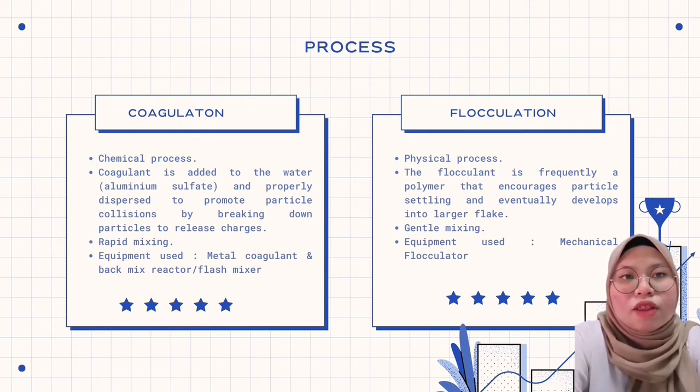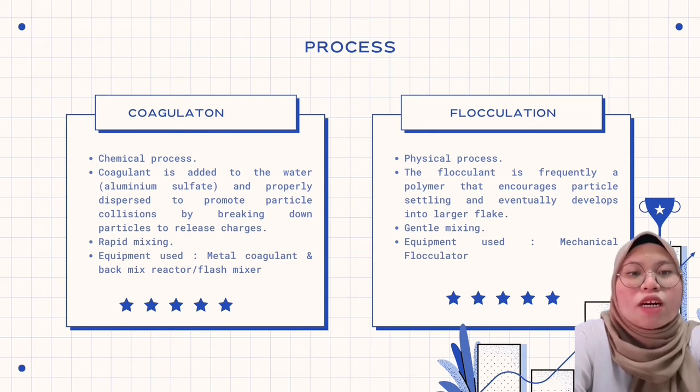The process then leads tiny particles, which repel each other, to consolidate into bigger ones that are able to stick together. The bigger the particles, the easier it is to separate them from the liquid. The equipment used for the coagulation process in industry is a metal coagulant, along with a rapid mixer or flash mixer.